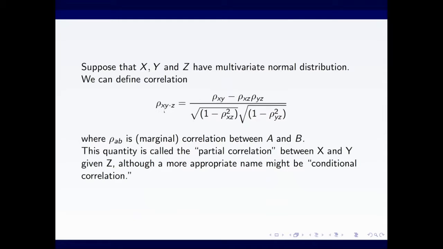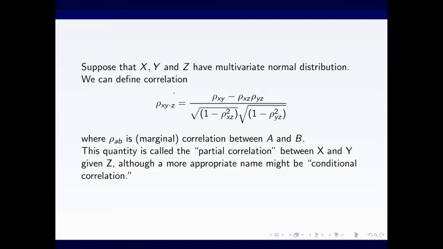So suppose we have three variables. Like I said, we only talk about three variables because more than three is very complicated, not very practical, and it is sufficient to look at this three-dimensional case to think about the partial correlation. So let's say we have x, y and z. They have the multivariate normal distribution.